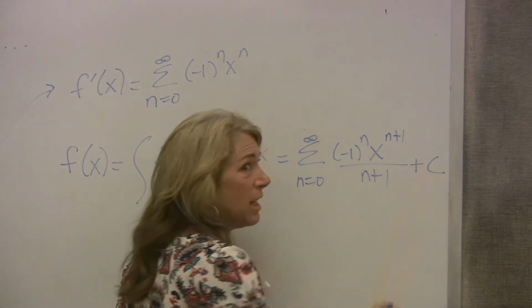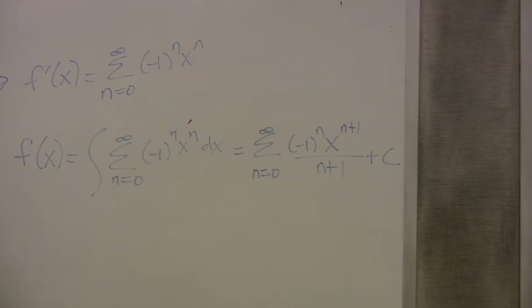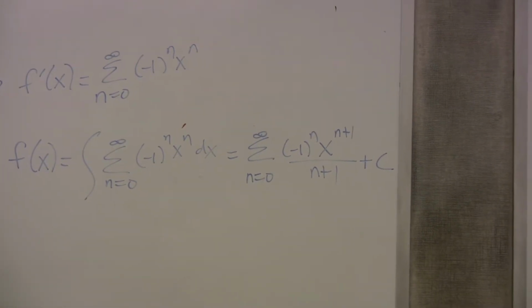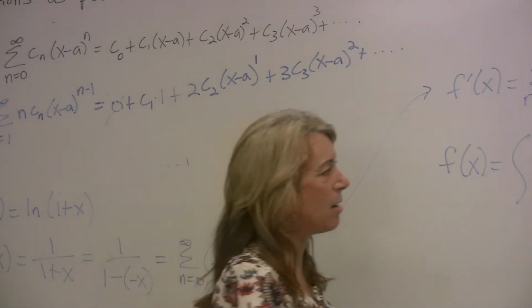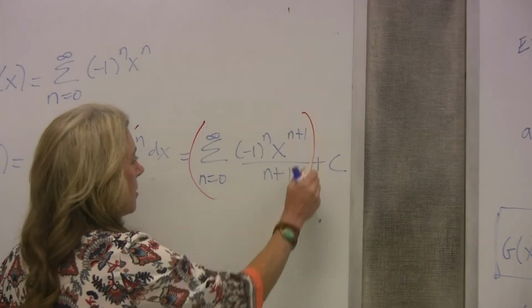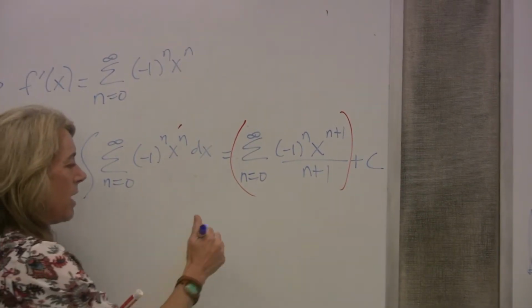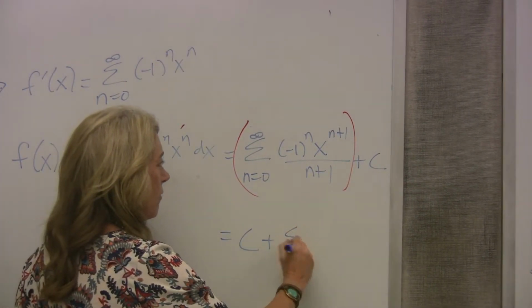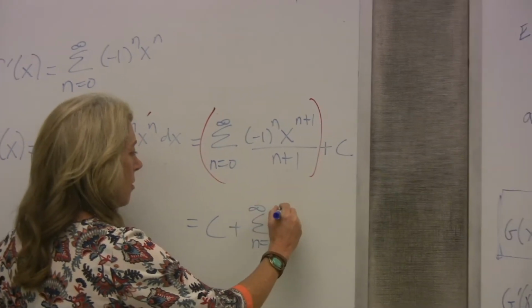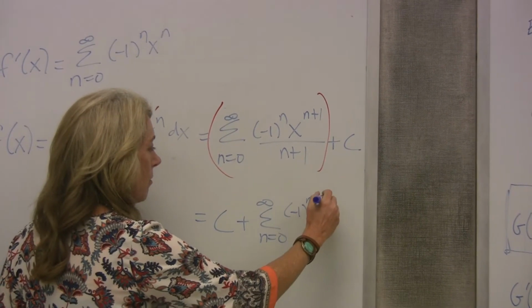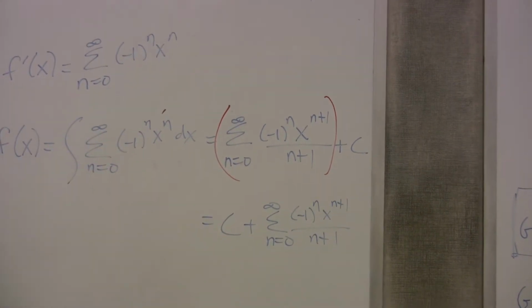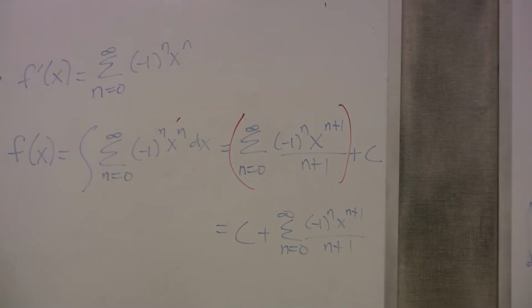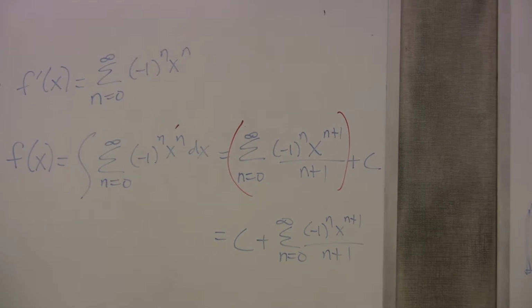Plus some c, because I integrated. There's some other constant out front there. A lot of times they'll put that c in the front, c plus, but it doesn't really matter. But that c is not part of this term. There's the series plus the c, which is why they often will write that in front, so there's no confusion. Okay there?